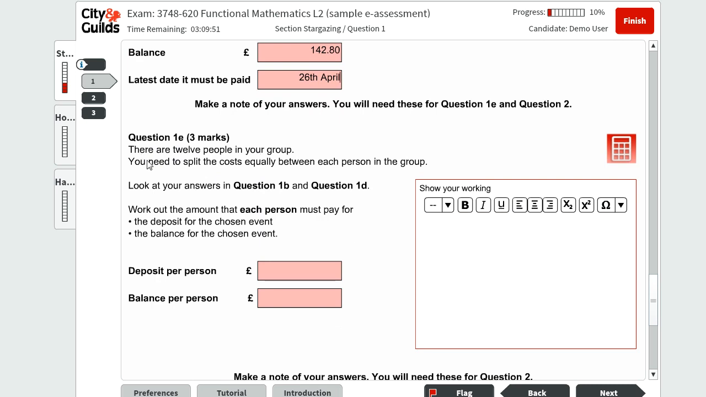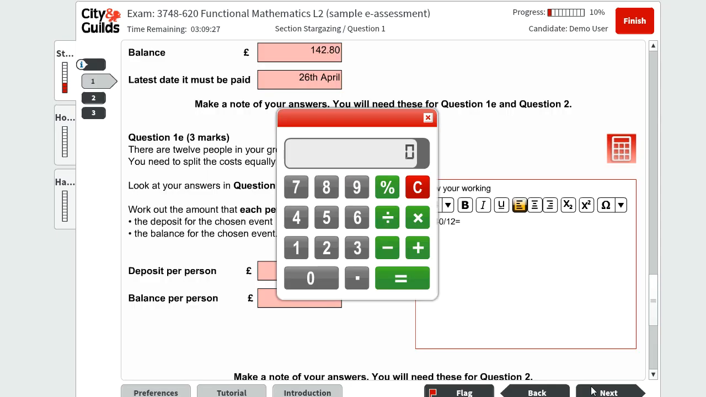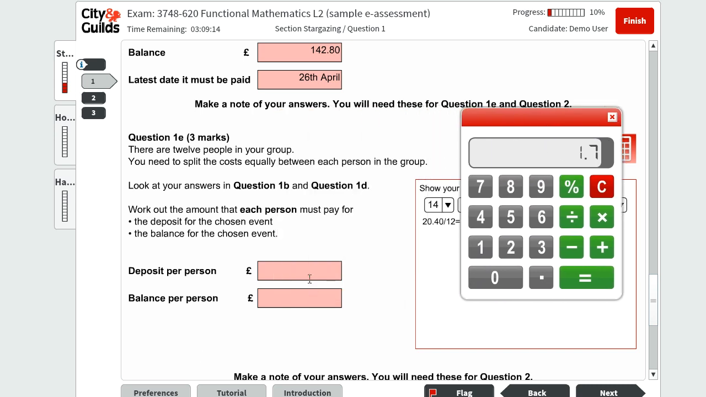Question 1E has 3 marks. There are 12 people in the group. You need to split the cost equally between each person in the group. We have to look at question 1B and 1D. We have to work out the amount that each person must pay. The deposit for the chosen event: our deposit was 20.40 divided by 12 people. We'll have to take the calculator out again. 20.40 divided by 12, and we have £1.70 deposit per person.